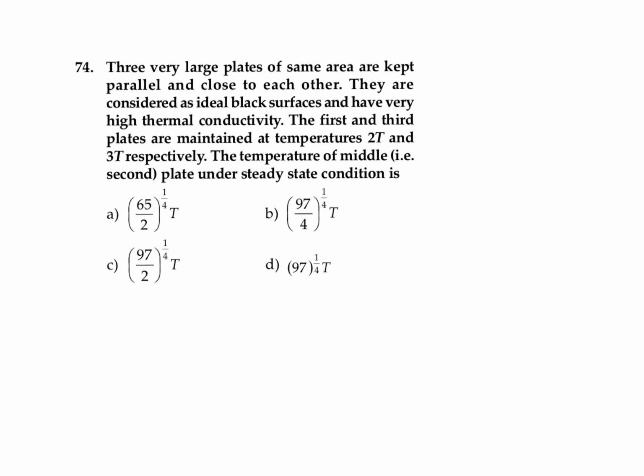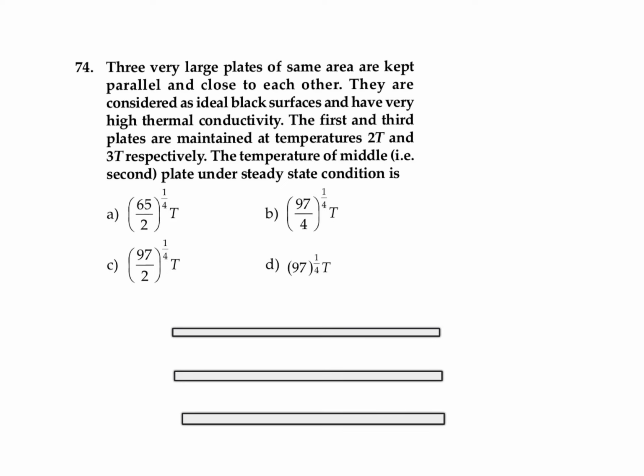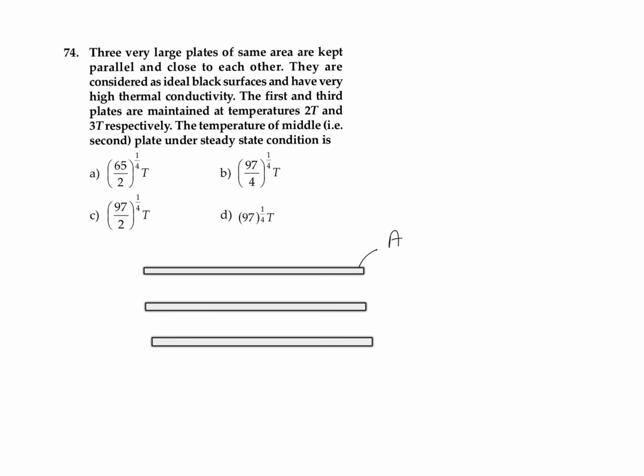So first of all, just try to understand this question. Over here they are given very large plates of the same area. So we are considering three such plates. Let's say plate 1, plate 2, and another one we can take as plate 3. And the area of each plate is the same. Let's say the area of each plate is equal to A. And they are considered as ideal black surfaces, so the value of E we can take as 1.